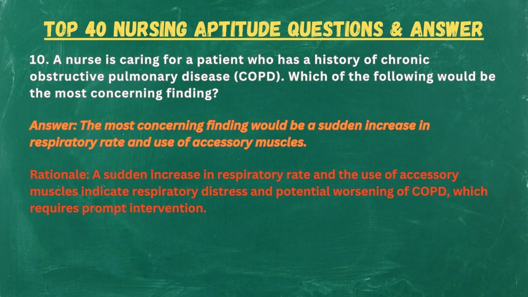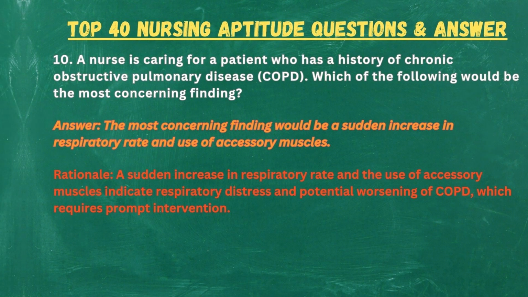10. A nurse is caring for a patient who has a history of chronic obstructive pulmonary disease, COPD. Which of the following would be the most concerning finding? Answer. The most concerning finding would be a sudden increase in respiratory rate and use of accessory muscles. Rationale. A sudden increase in respiratory rate and the use of accessory muscles indicate respiratory distress and potential worsening of COPD, which requires prompt intervention.